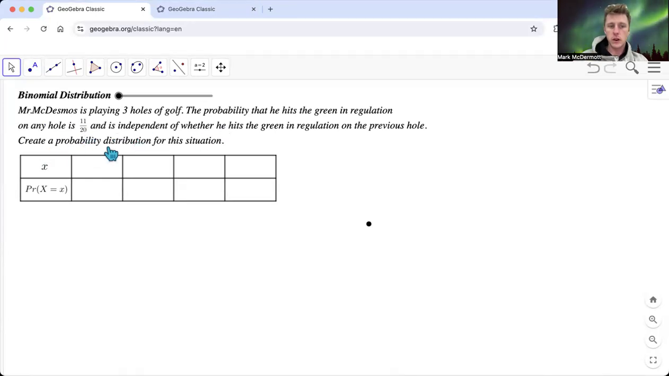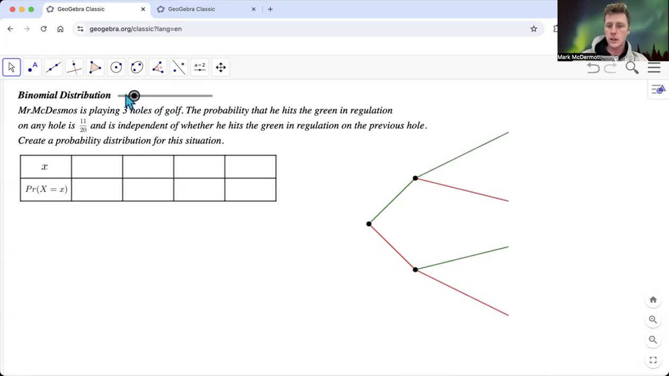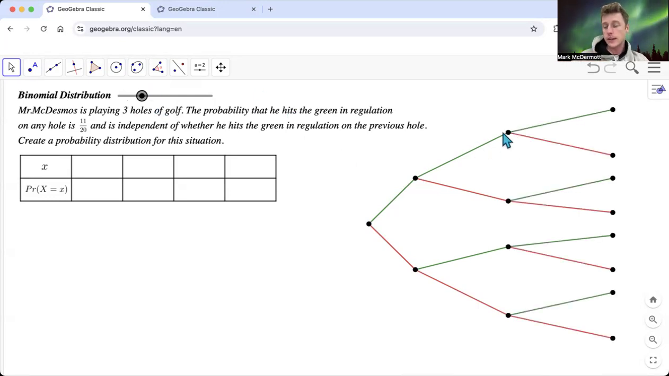So create a probability distribution for this situation. What we're going to start with is making a tree diagram. When the first hole is played, you either hit the green in regulation or you don't. So we're going to say green is hitting the green in regulation. Red is you missed the green in regulation. And then you're going to do it again. So you're going to either hit it or not hit it. That's for the second hole. And then you play the third hole and you either hit it or you don't hit it. So what you get is a situation that looks like this in terms of a tree diagram.